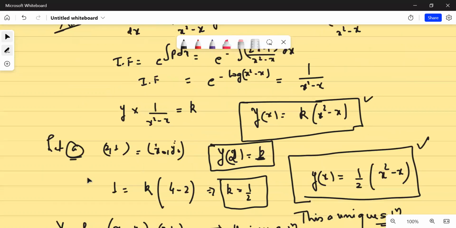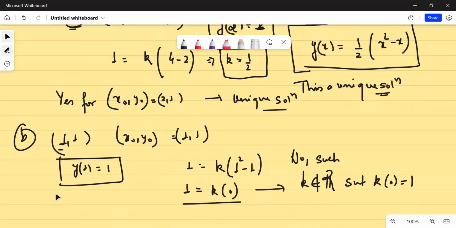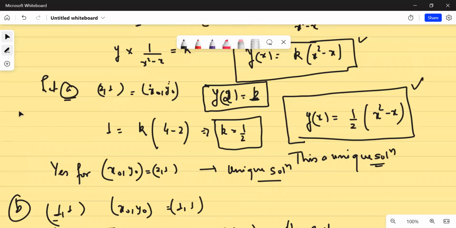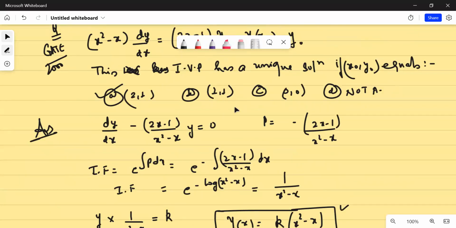So had you been given this particular option 1 comma 1, your answer should have been no solution, because it is not satisfying your initial condition. Is that clear? Because there would be no such k which when multiplied with 0 would give you 1. So if this remains the initial condition, what would you say?